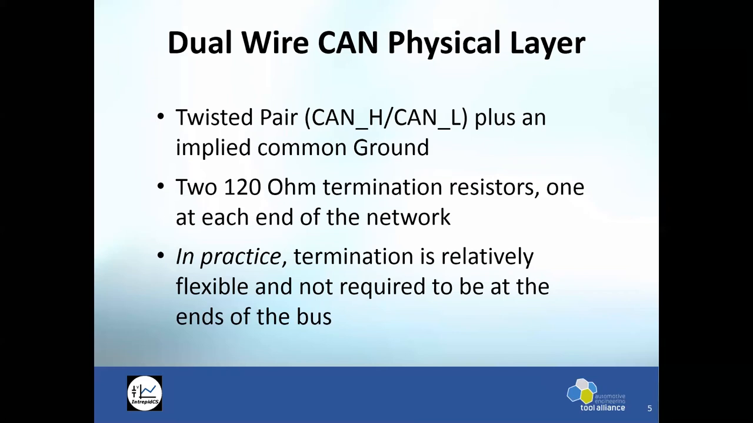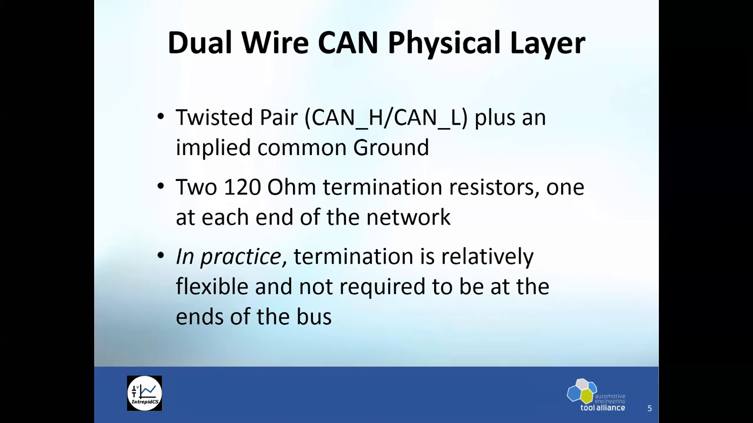In practice, termination is relatively flexible and not required, so you could have a 120 ohm resistor on one end of the bus and not the other, and it will probably work fine, depending on the network itself, how many ECUs are on the network. Do you have any ground offsets? Do you have noise in the system? If you're pretty clean, then one resistor would work. It doesn't even have to be 120 ohms. You could put a 60 ohm or 100 ohm. In practice it's pretty flexible, but you do need some type of termination on the network.